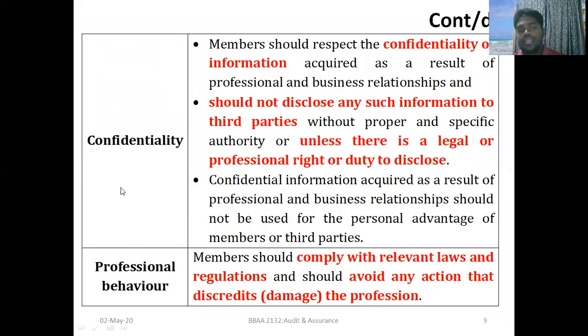The fourth principle is confidentiality. It says members should not communicate or spread client information to third parties. But in some exceptional cases, they can disclose that information to third parties. We will discuss this clearly in the coming slides about confidentiality. The last principle is professional behavior. It says the member should comply with and adopt all the relevant laws and regulations, and they should never be involved in any kind of bad activities. It would definitely discredit their profession. Okay?